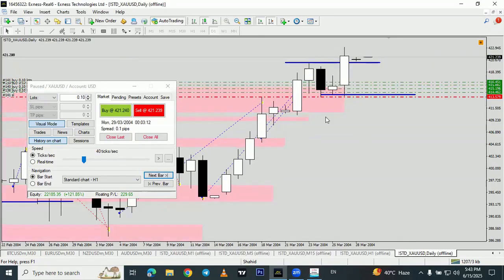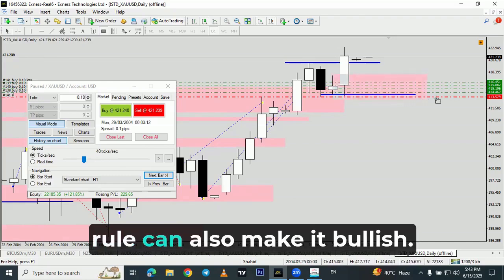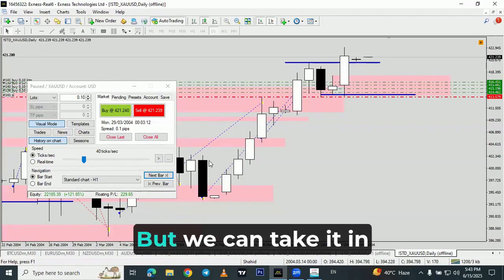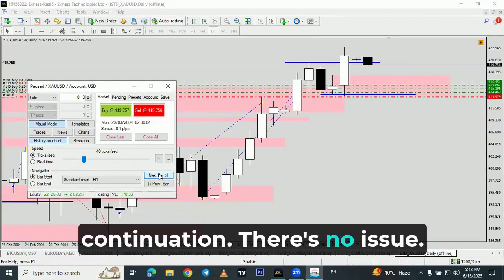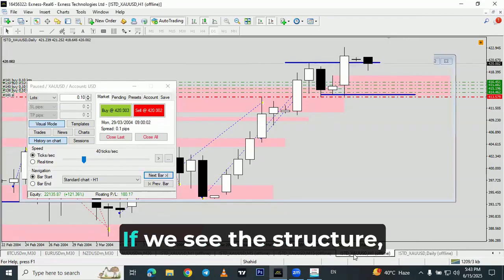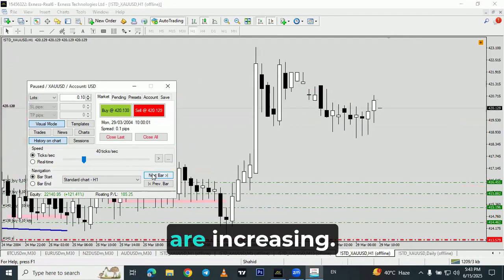So this rule can also make it bullish, but this is not a bearish candle. It's a bullish candle, but we can take it in continuation. There's no issue. If it comes to tap, we will make it bullish again. If we see the structure, all the liquidities are increasing.